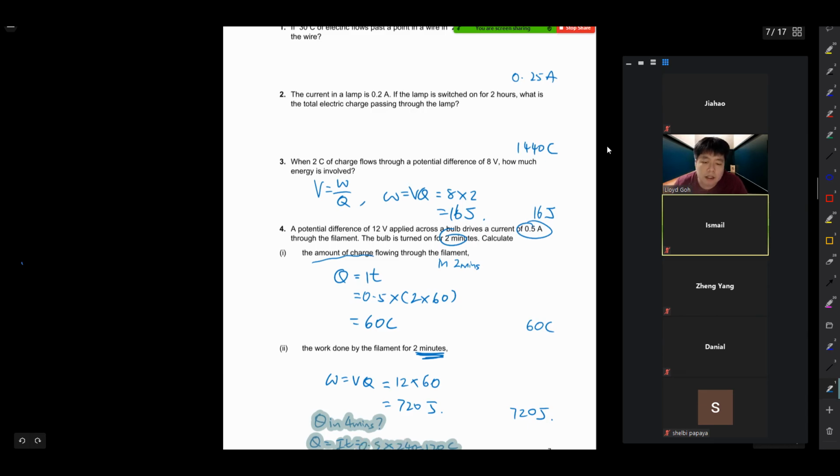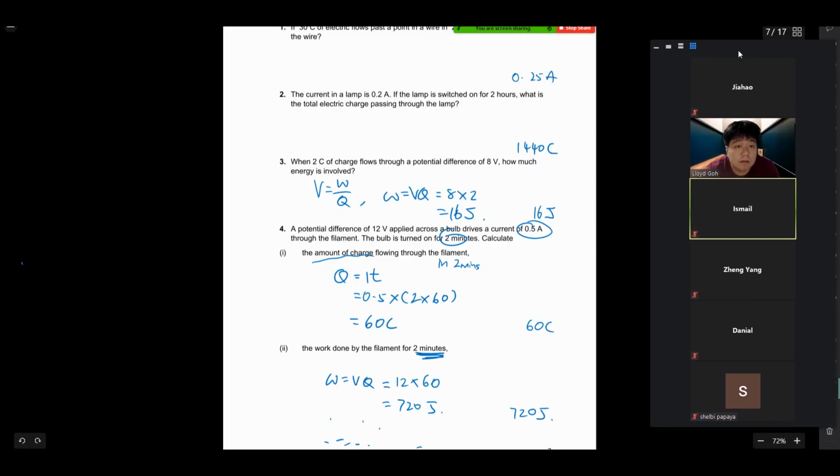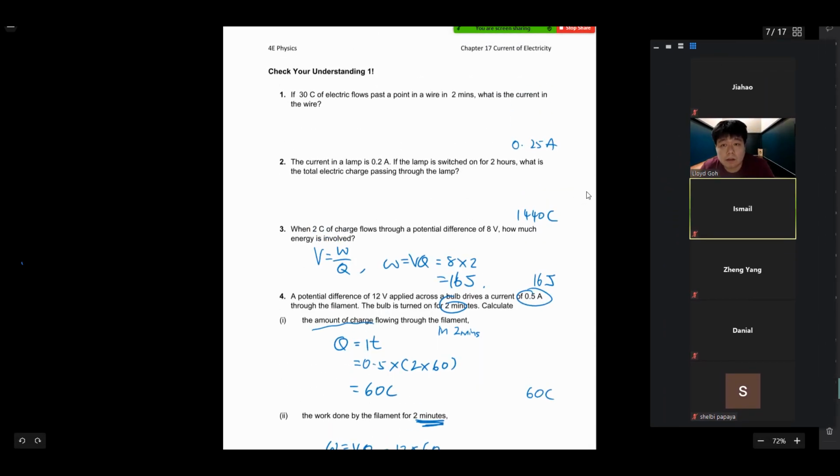Otherwise, everyone okay? Question 1 and 2 also okay? Since I already did all the working myself, I equals charge flow over time, which is 30 over 120, which is 0.25.